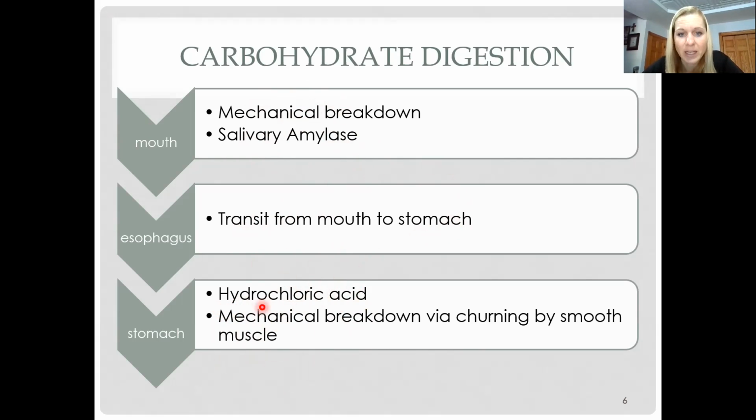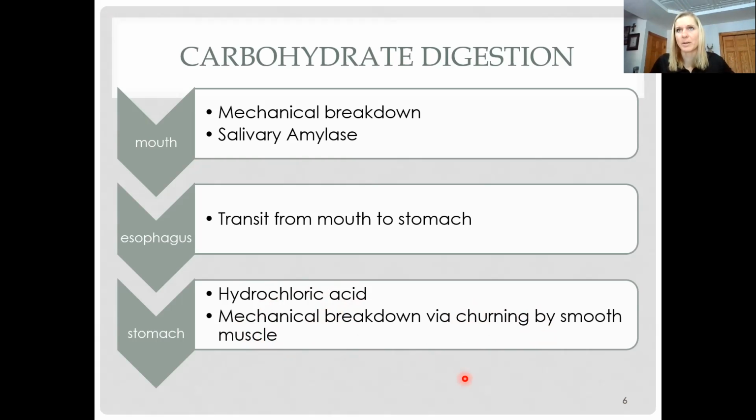Okay. So again, hydrochloric acid takeaway message here is going to shut off carbohydrate breakdown and allow us to focus on the digestive processes needed for proteins and fats. Okay. We will have some mechanical breakdown occurring in the stomach as it relates to carbohydrates, and this will occur through the churning of the smooth muscle.